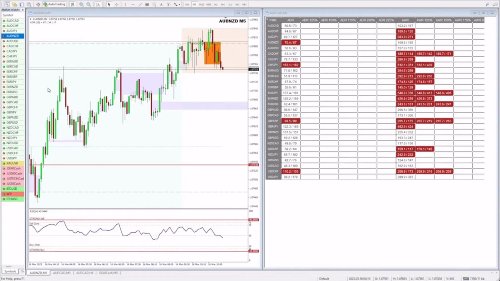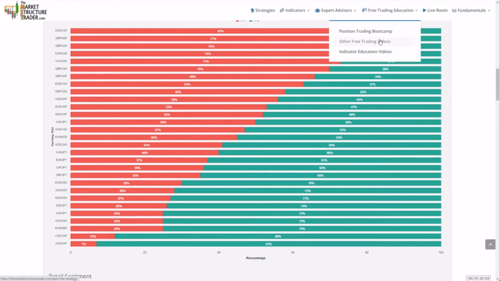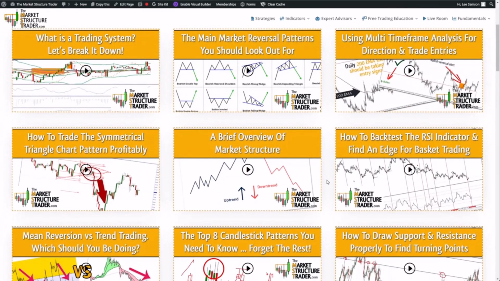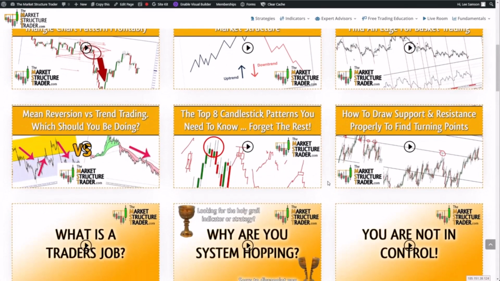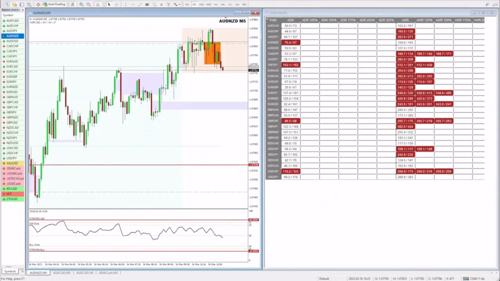Okay, so to be able to do that, you need to be able to draw support and resistance zones effectively. There are lots of different ways of drawing support and resistance. I've got a video on the website already and on YouTube about drawing support and resistance, which is in here somewhere. I can't remember where it is. How to draw support and resistance properly to find turning points. It's based very much on lines, and the way I like to draw support and resistance is based on lines.